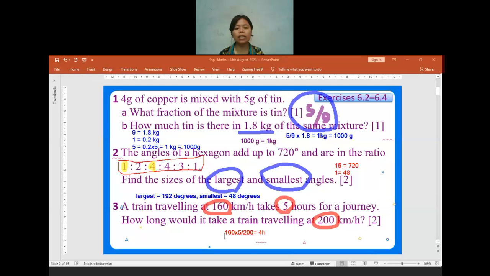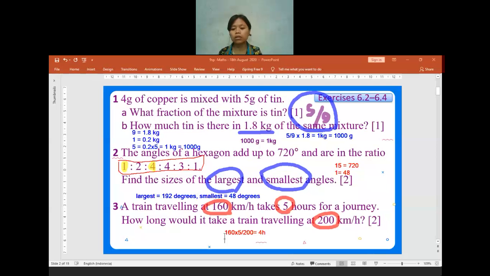Is there anyone having any question, or is my explanation still confusing? Is there anyone who gets confused? No? Okay. If nothing is confusing, are you done copying before I move to exercise 6.5 in your workbook?